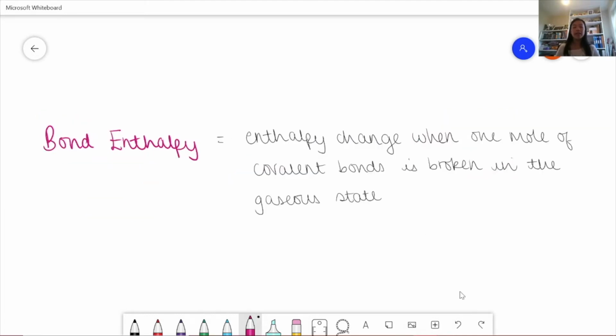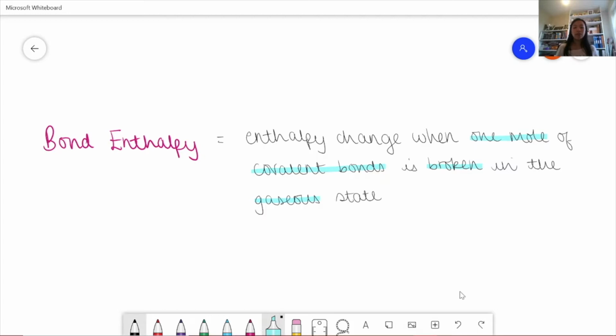Bond enthalpy is the enthalpy change when 1 mole of covalent bonds is broken in the gaseous state. So another name for bond enthalpy is bond dissociation enthalpy. And the important things to remember are that 1 mole of covalent bonds is broken in the gas state.